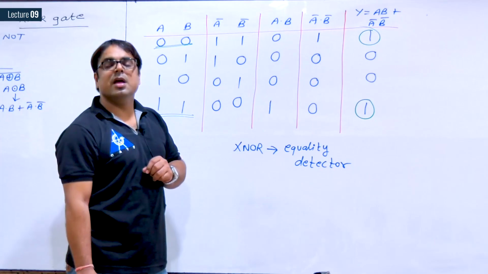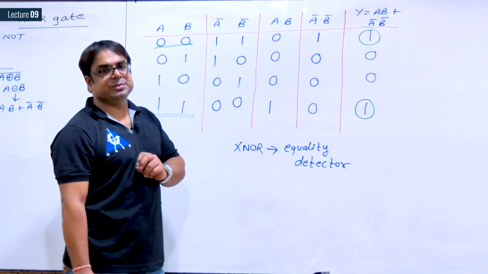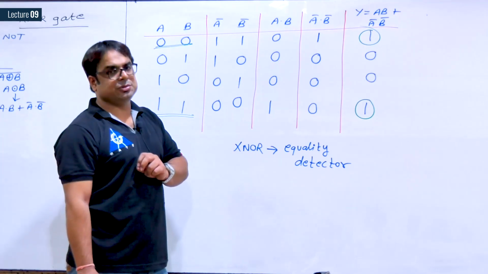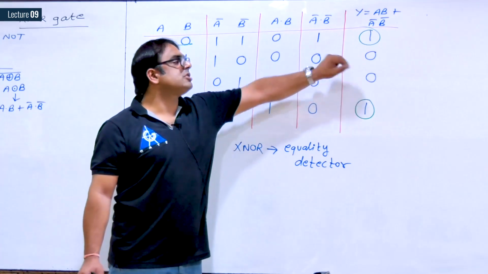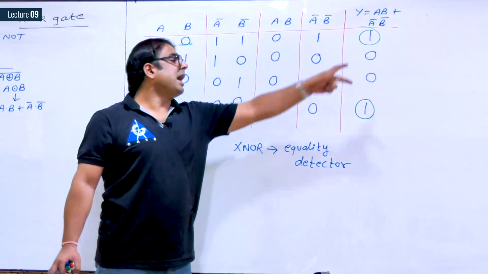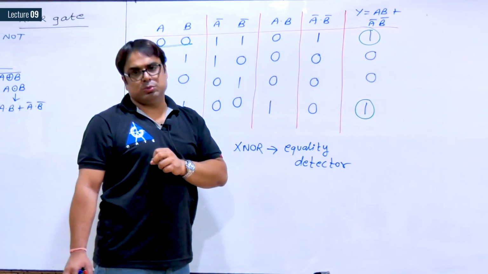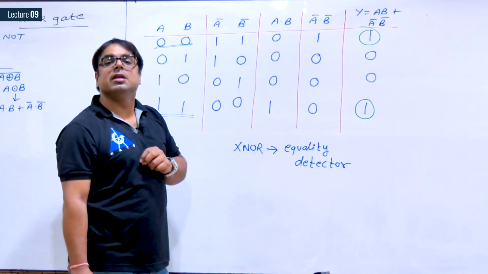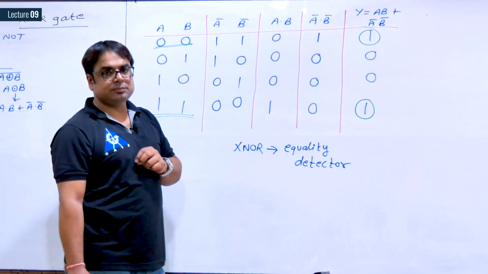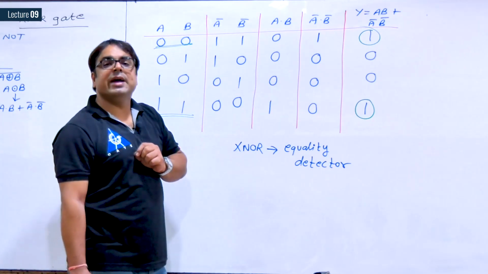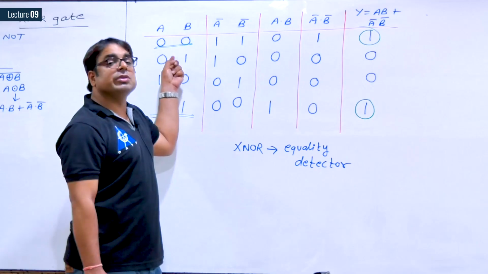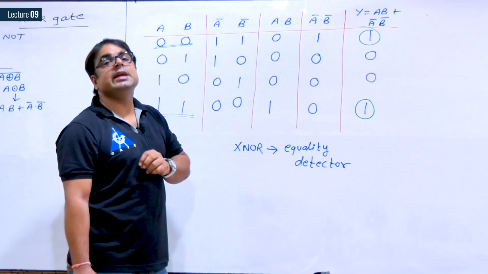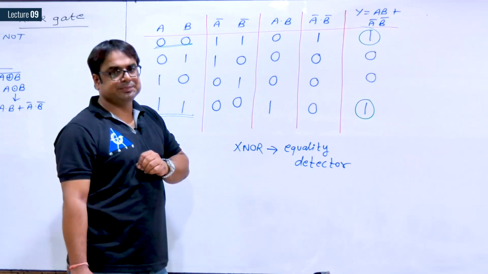Next line. XNOR gate is a logic gate whose output is at logic low when both the inputs are unequal or different.